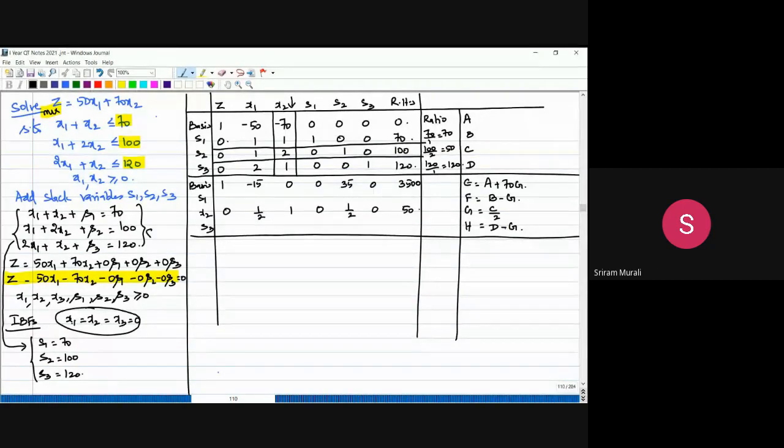B minus G. 0 minus 0, 1 minus 1 by 2. So 0 minus 0 is 0. 1 minus 1 by 2 is 1 by 2. This is 1 minus 1, 0. 0 minus 1 by 2 is minus half. 0 minus 0. 70 minus 50, 20. The last one, this minus this: 0 minus 0, 2 minus 1 by 2, which is 3 by 2. 1 minus 1, 0. This is also 0. Minus half. Sir, F is equal to B minus G, G is equal to C by 2.